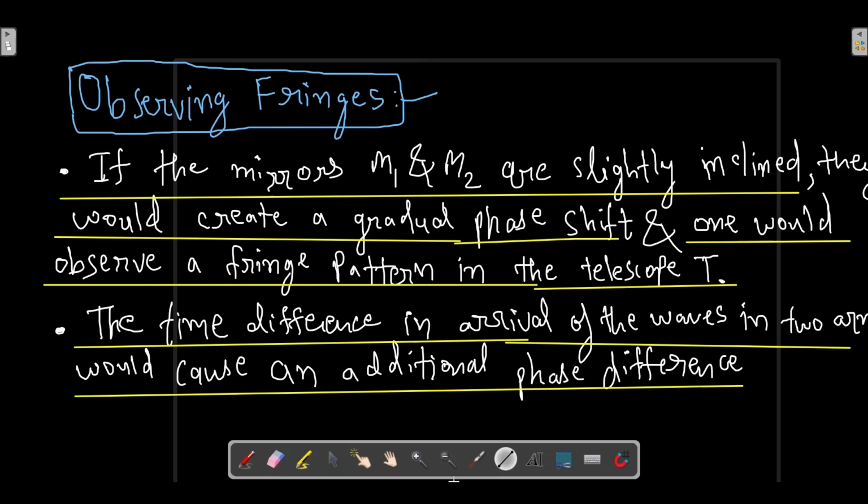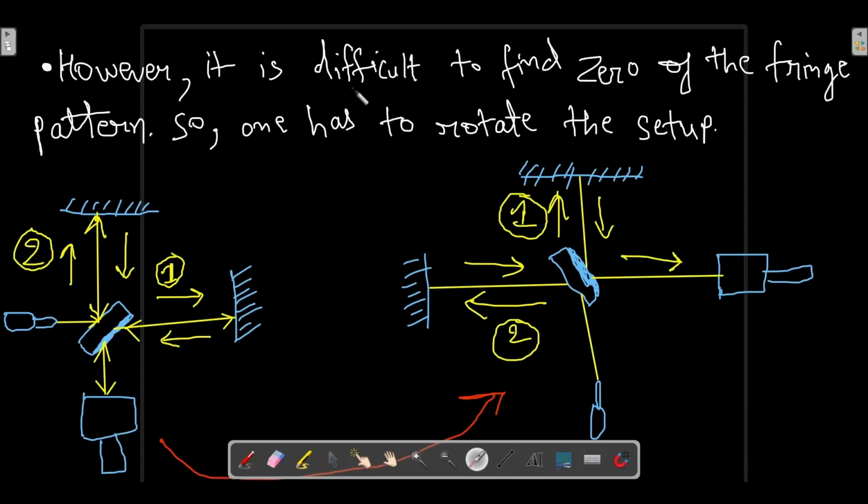This would, in addition to this particular fringe pattern shift, the interference pattern and shift in the fringe, bring a time difference in arrival of waves in the two arms, that is the perpendicular arm and the parallel arm. This time difference in arrival of the waves in the two arms would cause an additional phase difference. These two things are self-explanatory.